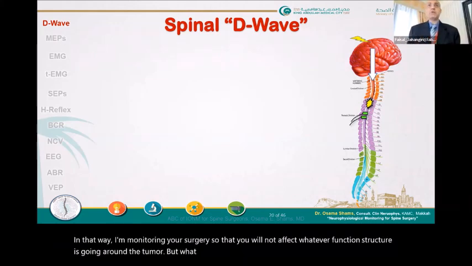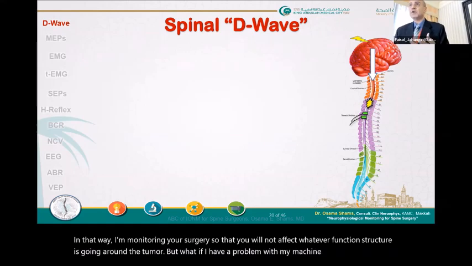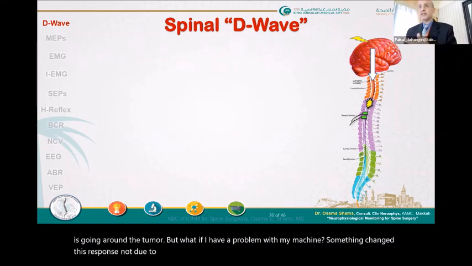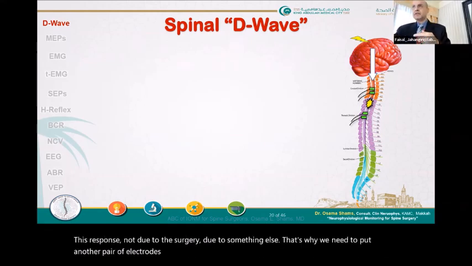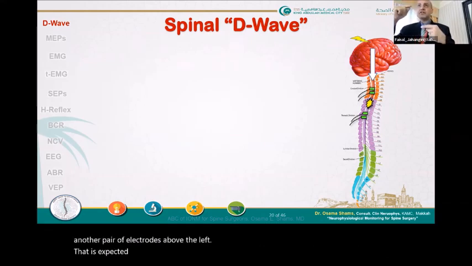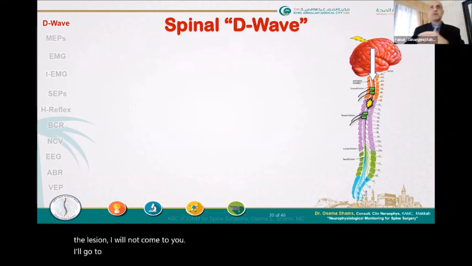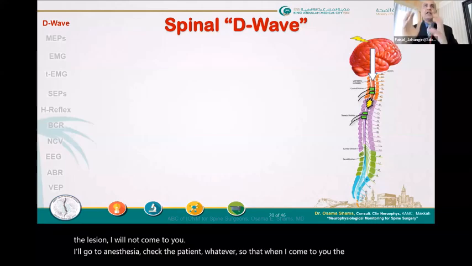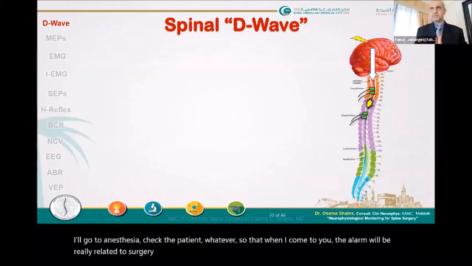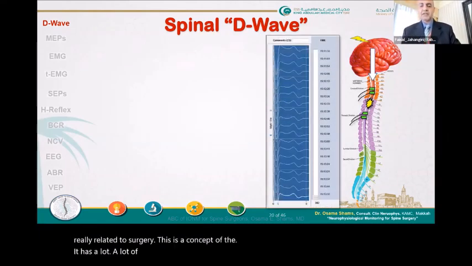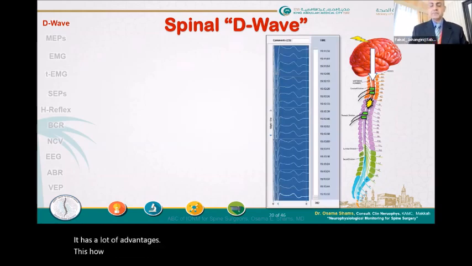But what if I have a problem with my machine? Something changes this response, not due to the surgery, due to something else. That's why we need to put another pair of electrodes above the lesion. That is expected to get response irrespective of what you are doing as a surgeon. So if I have a change above the lesion and below the lesion, I will not come to you. I will go to anesthesia, check the patient, whatever, so that when I come to you, the alarm will be really related to surgery. This is the concept of D-wave. It has a lot of advantages. This, how does it look like?